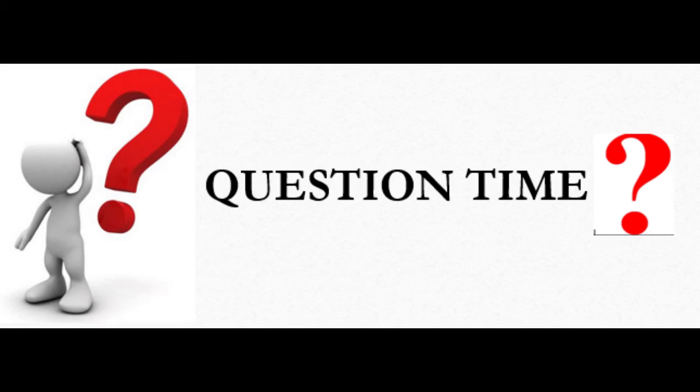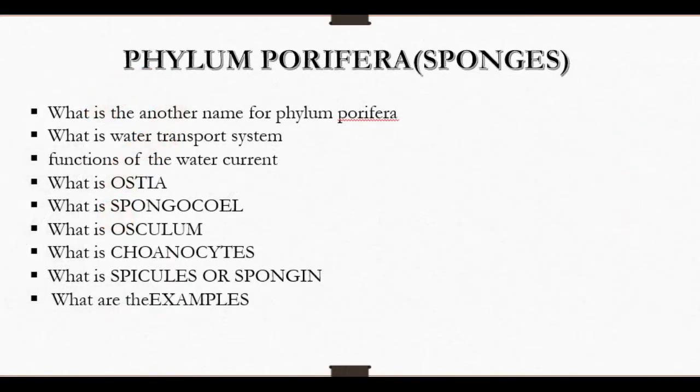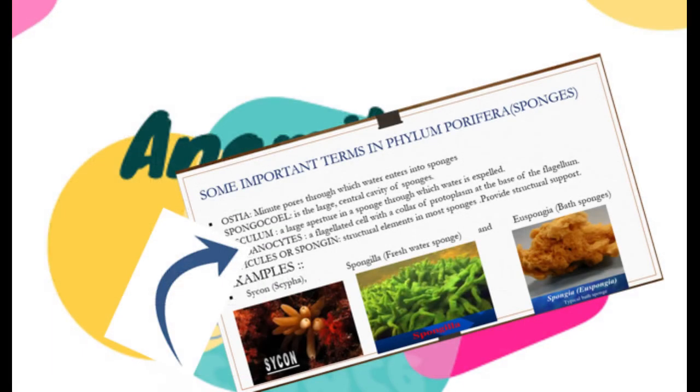So as I promised before, I will be providing some questions. You can use these questions in your study material too. The first questions are from the phylum Porifera, sponges. The commonly asked questions are: what is another name of phylum Porifera? What is the water transport system? What are the functions of the water current? What are the examples of Porifera? What is ostia? What is spongocoel? What is osculum? What are choanocytes? What are spicules? I have mentioned these in one of my slides as important terms in phylum Porifera.